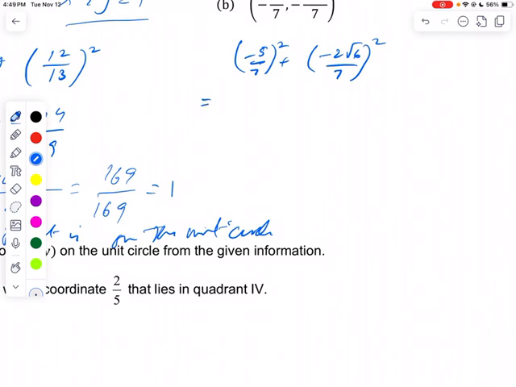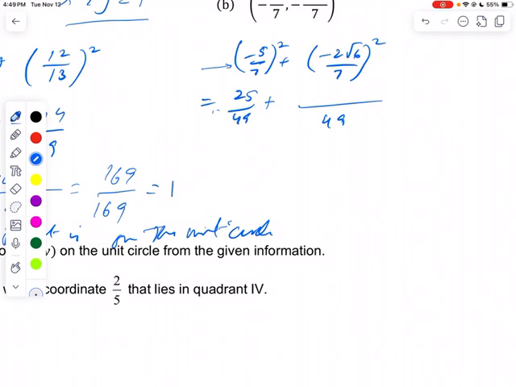Now the first gives me 25 over 49 plus, so remember, a negative value when squared gives you a positive value. So the negative is gone from here because we took the square of the negative 5 over 7, and now I'm going to square the negative 2 into square root of 6 over 7. So the square will annihilate the negative sign. So the bottom is 49. What goes on the top?